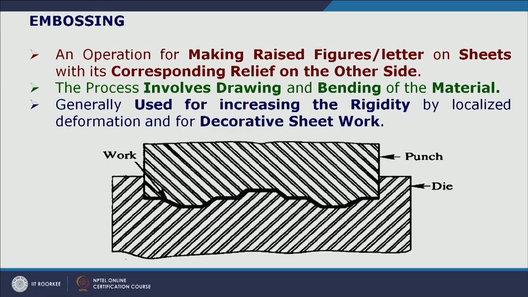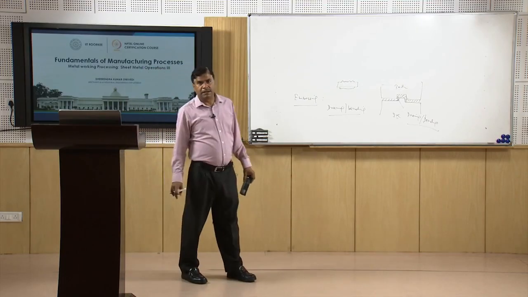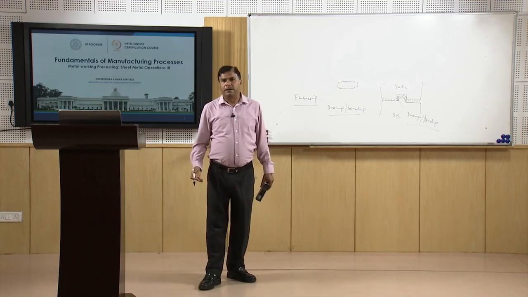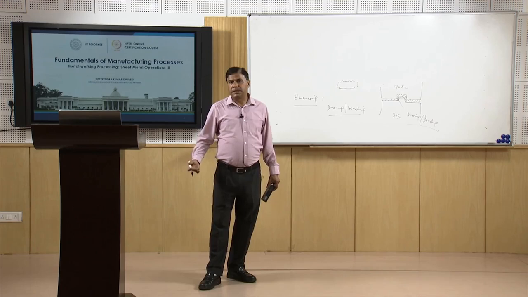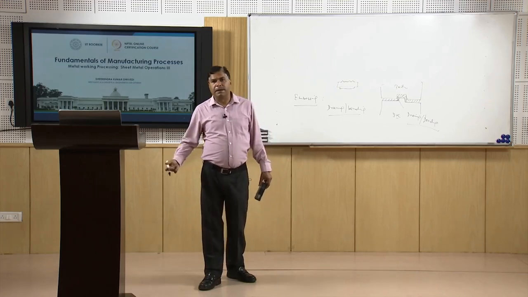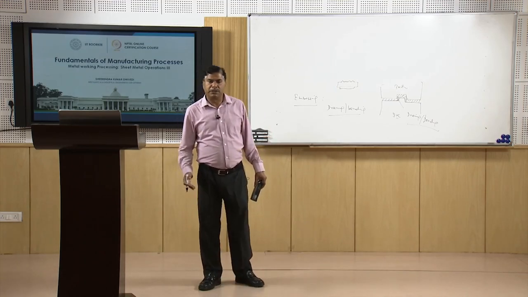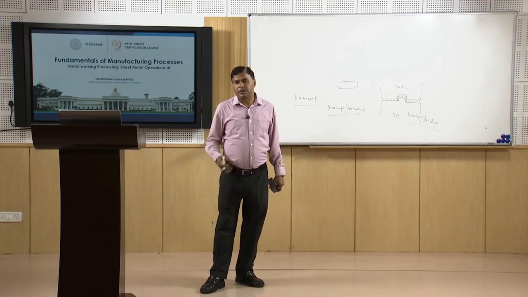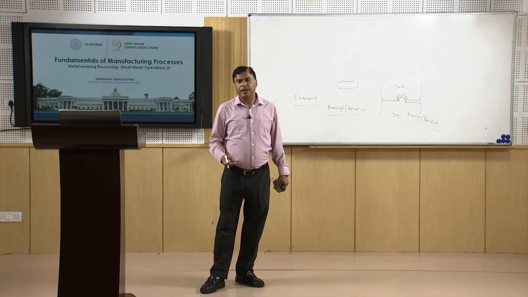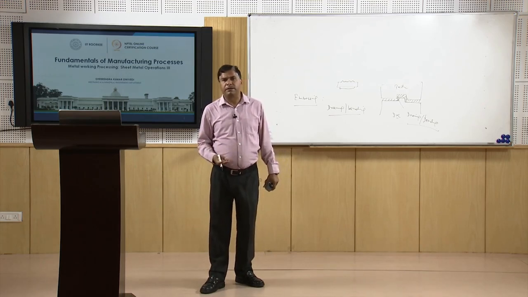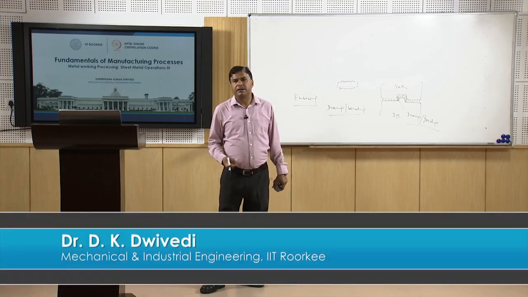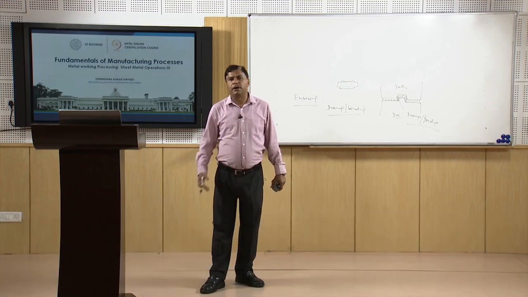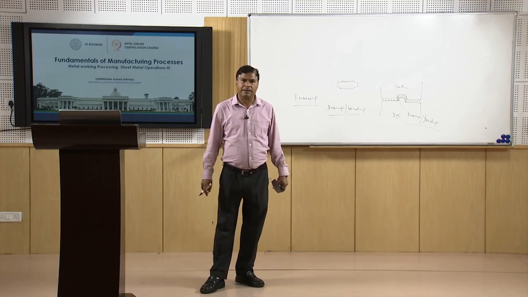So, now here I will summarize this presentation. In this presentation, I have talked about the different processes which use compression, bending, tension and compression, or drawing and bending kind of combinations for producing a variety of shapes. The operations which were presented were coining, stretch forming, drawing, embossing, and then there was ironing. So, these are the different operations which are related with sheet metal processing.